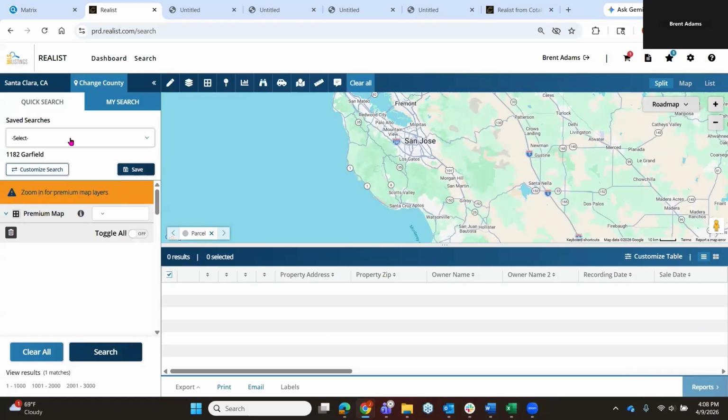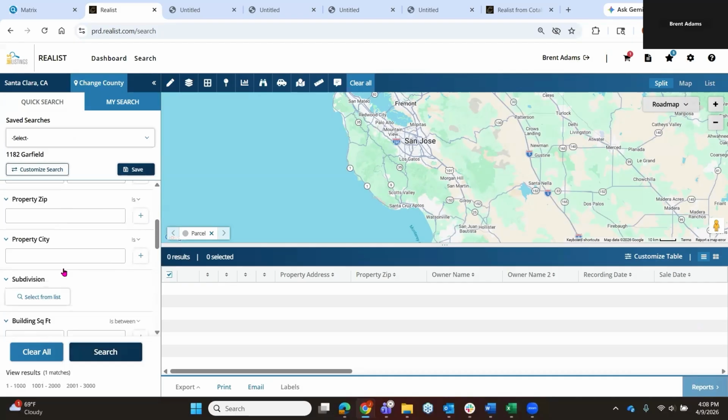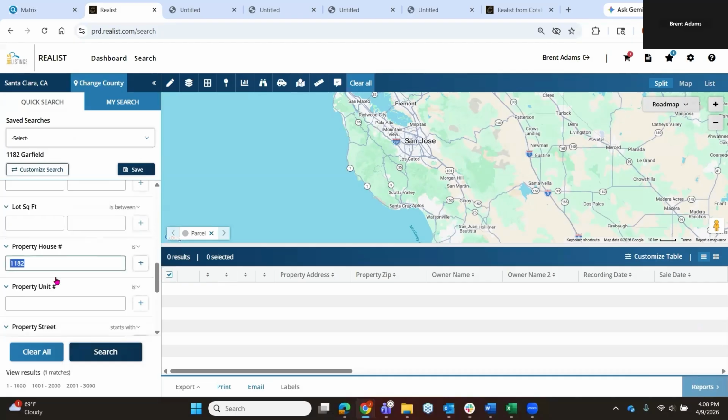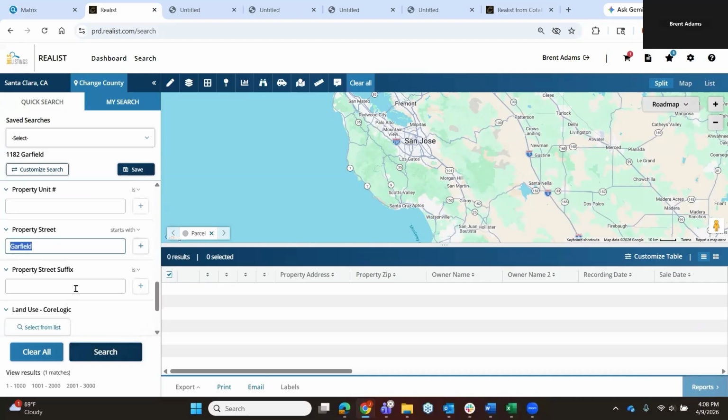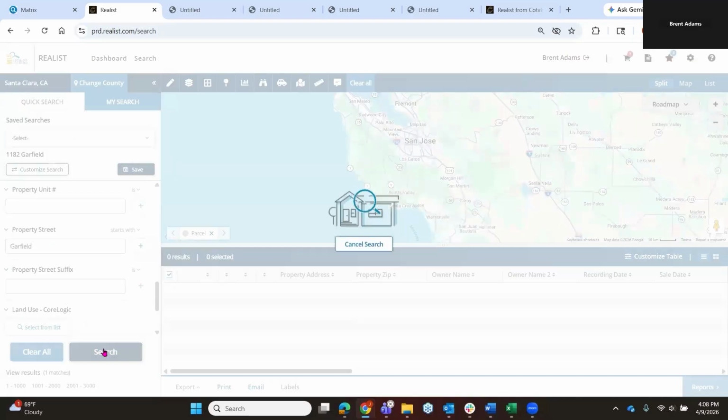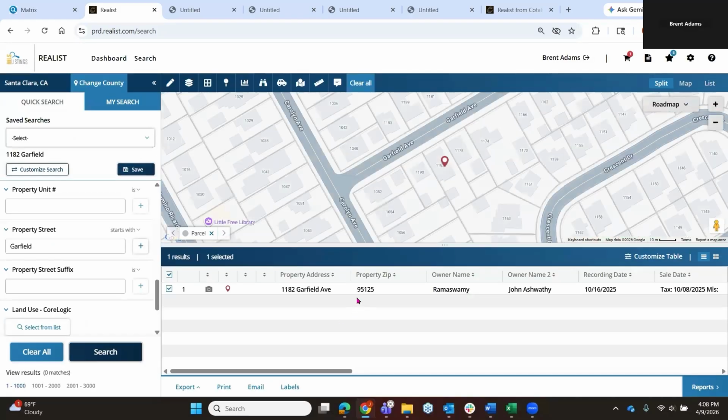I'm going to show you some of the information that you'll find on an individual property detail report just by searching for a property here that I've got on 1182. I've got that in my house number, and Garfield on that street. So as I run this search, there's a host of different information that you're already going to get about this property before you even open a property detail report.